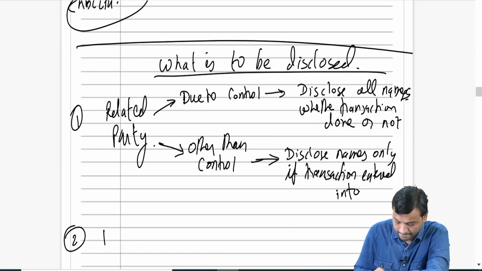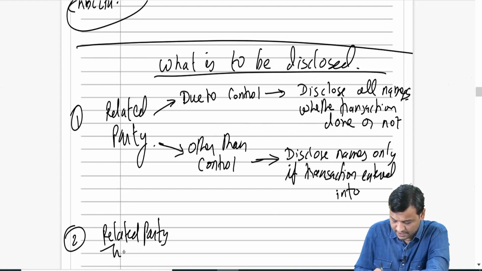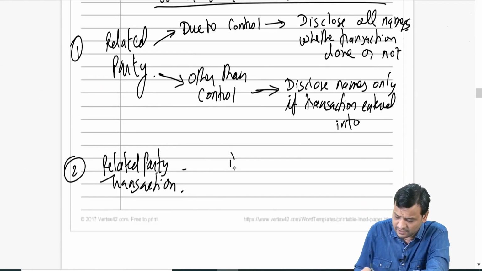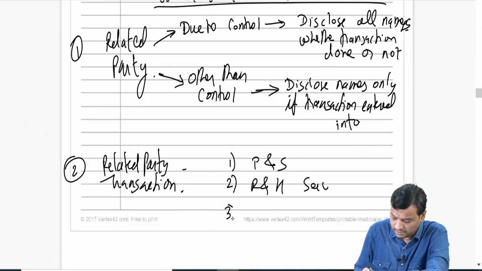Second, related party transactions. What are the transactions done? This is just a name. Second thing to be disclosed is transactions. What can be transactions, friends? Purchase and sale of goods, rendering and hire of services, purchase and sale of fixed asset.